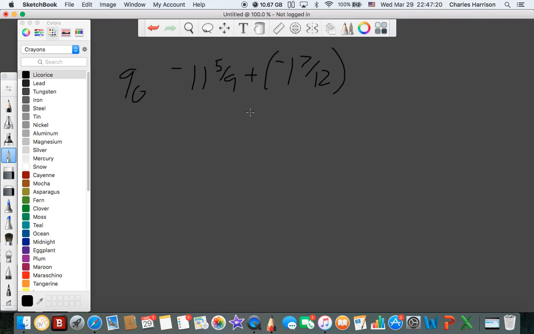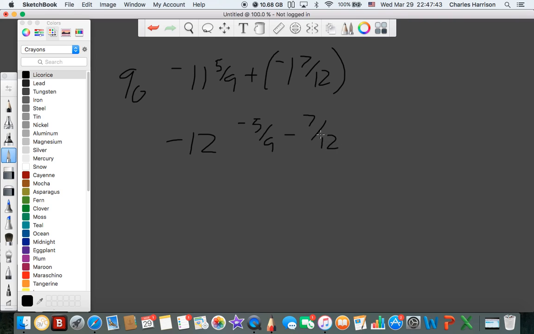Okay. Well, when we add a negative, we're really subtracting it. So it's negative 11 and 5/9 minus 1 and 7/12. So we do the integers first. So it's negative 11 minus 1, which is negative 12. And then it's negative 5/9 minus 7/12.